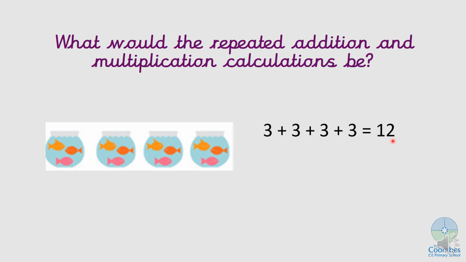We can turn this into a multiplication calculation by saying we've got 1 group, 2 groups, 3 groups, 4 groups of fish, and in each group we've got 3 fish. So we could have 4 multiplied by 3, or 4 groups of 3 equals 12. Let's have a look at another one.